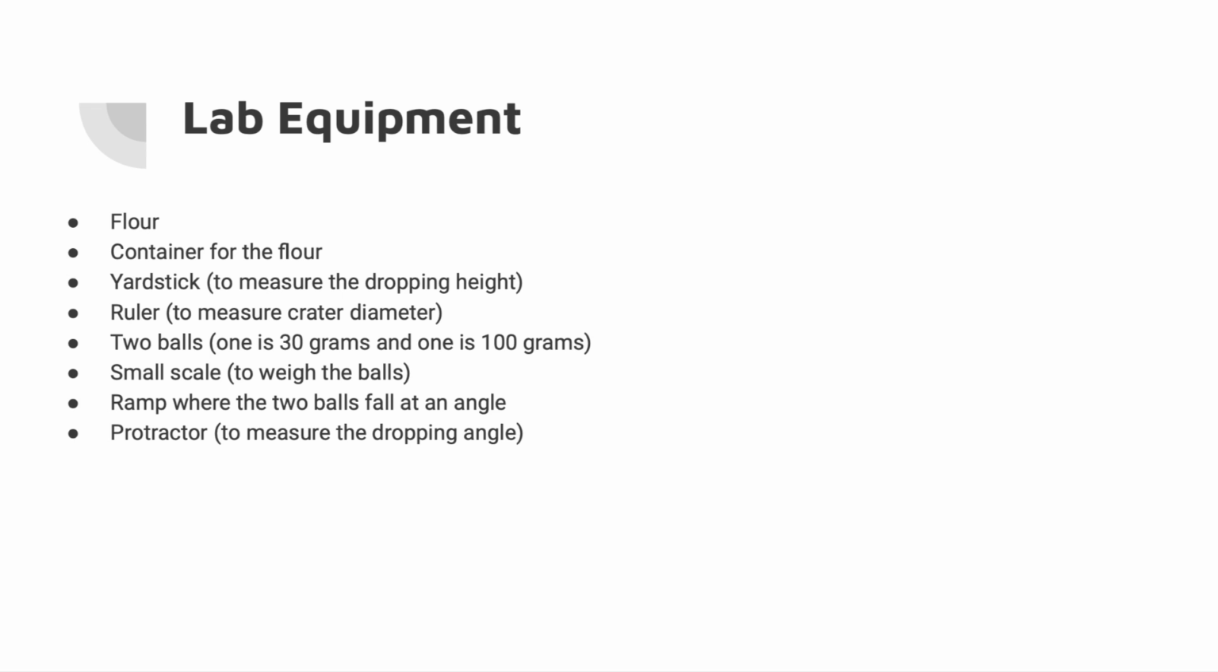The lab equipment required for the experiment is as follows: flour, a container for the flour in which the ball lands, a yardstick to measure the height of the drop, a ruler to measure the diameter of the crater, 2 balls, one of which is 30 grams and the other is 100 grams, a small scale used to weigh the balls, a ramp down which the balls fall at an angle, and finally a protractor to measure the angle of the drop.